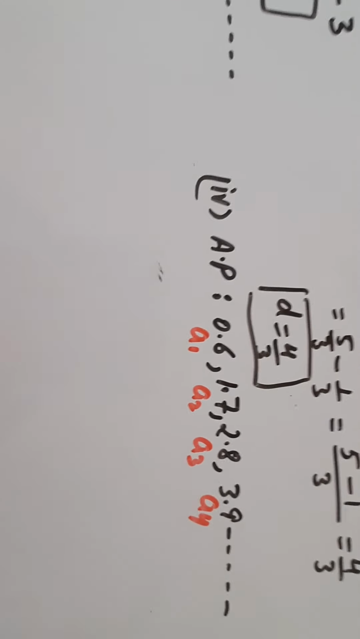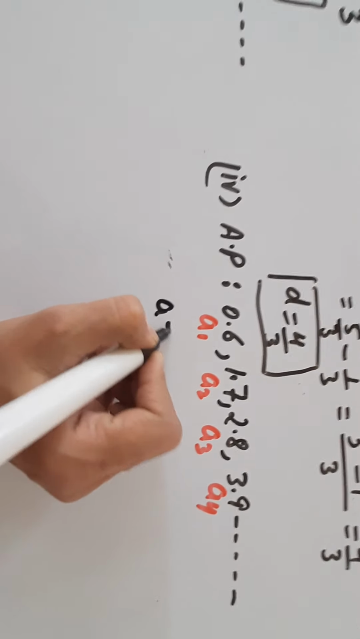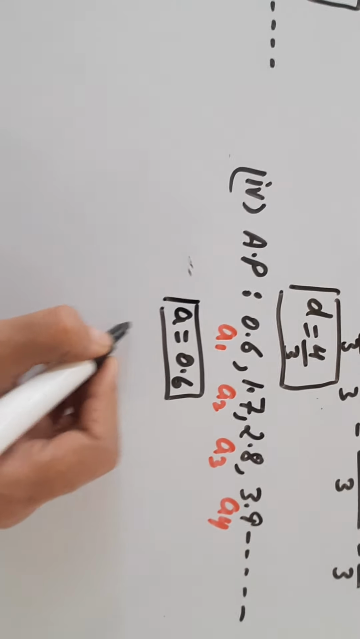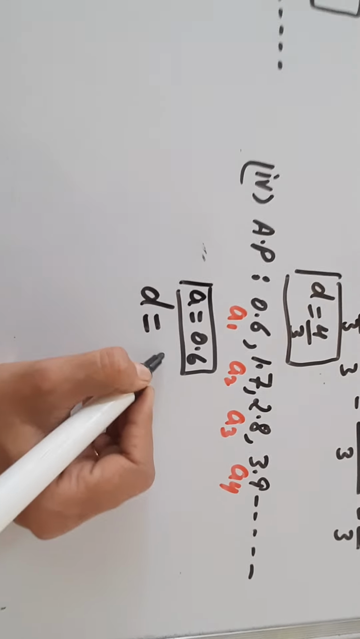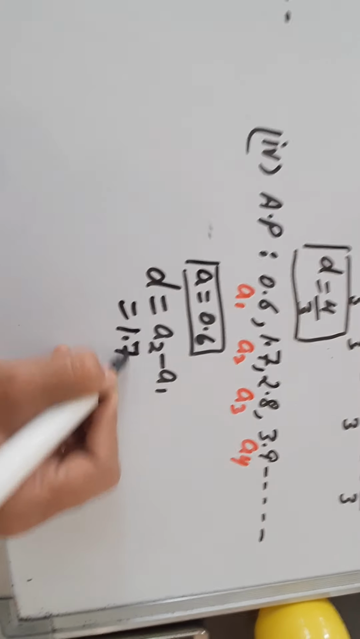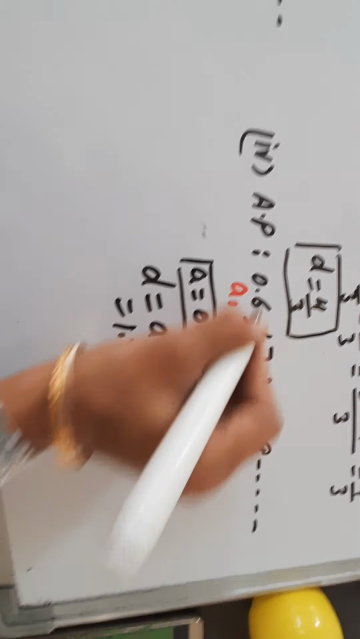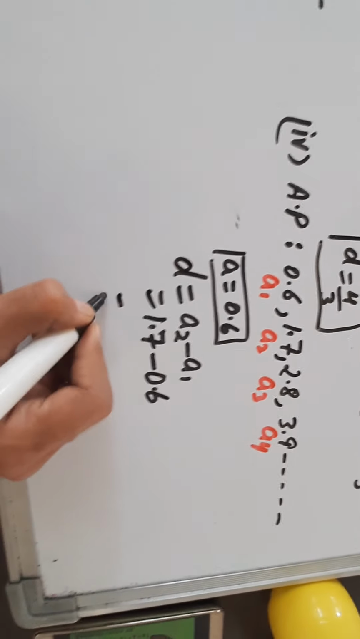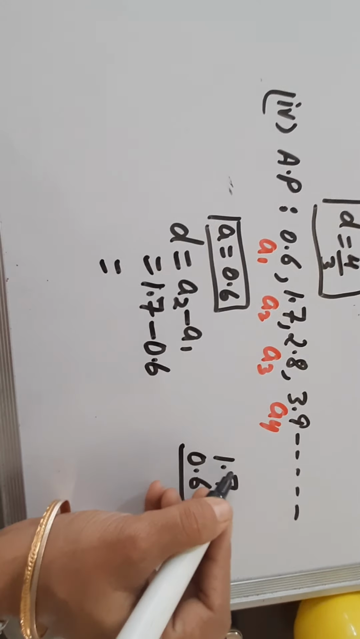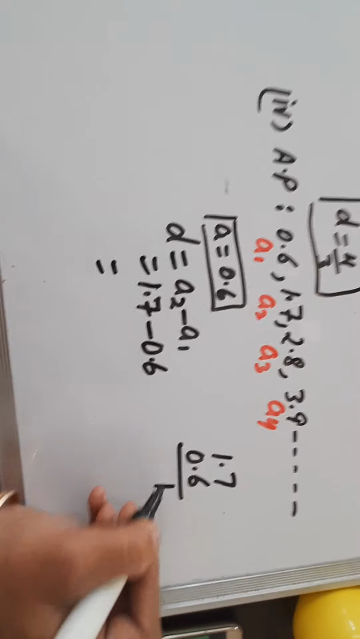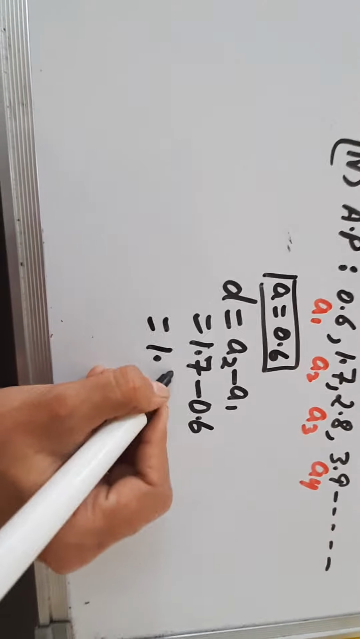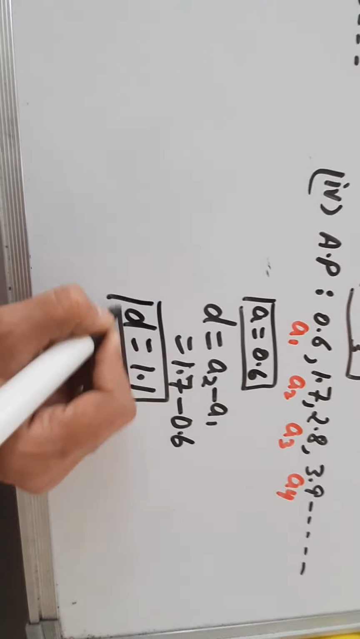So now fourth part. In the fourth part, first term. What is the first term? 0.6 is the first term. And let us find out the common difference, that is A2 minus A1. So what is A2? It is 1.7. So minus, from the formula. What is A1? 0.6. So when you subtract it, I hope you know how to subtract decimals, writing decimal below decimal. So 7 minus 6 is 1. 1 minus 0 is 1. So it will be 1.1. So this is the common difference.